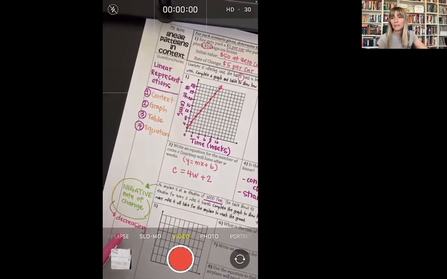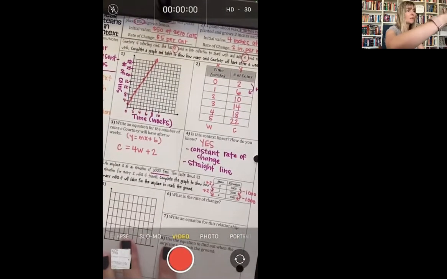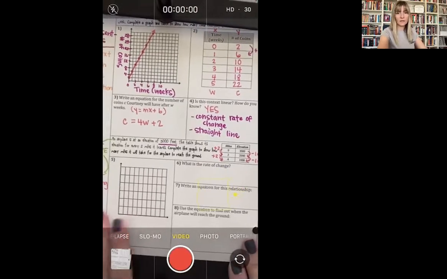And with the rate of change, if you have a negative rate of change or a negative slope, that means that whatever's going on, however it's changing, it's decreasing. Okay, so that has a real life context, and we're going to use that right here. We're going to show ourselves that we have a negative context.